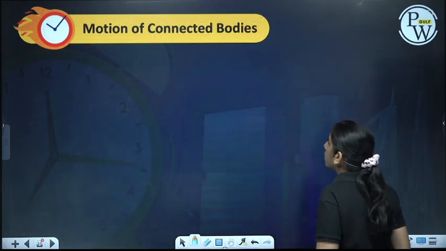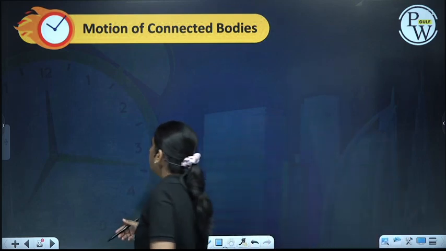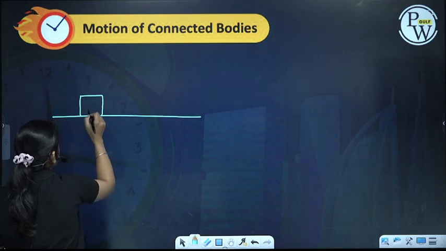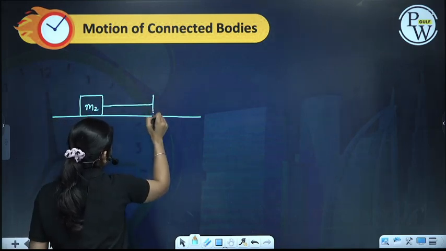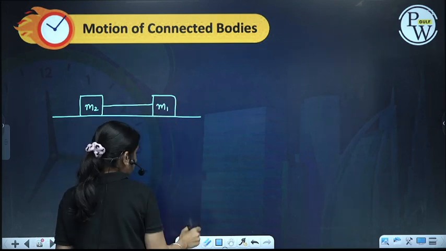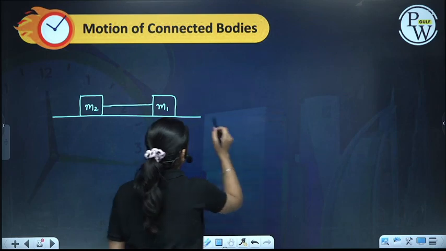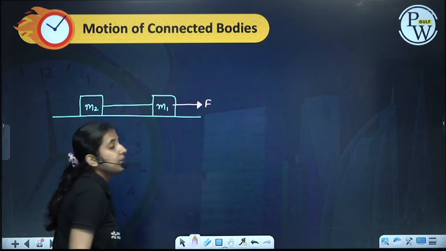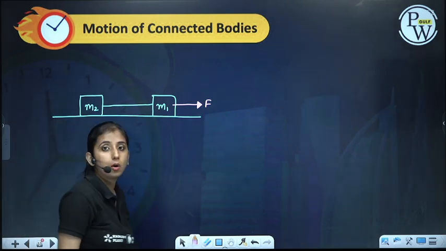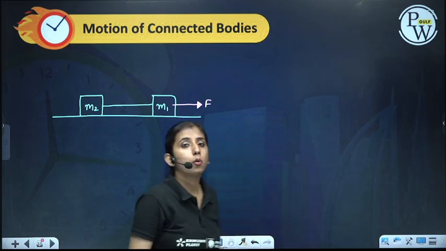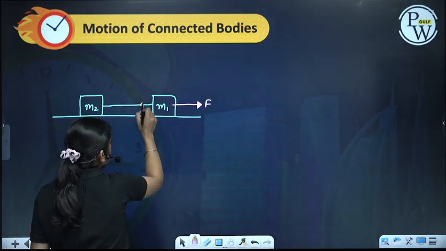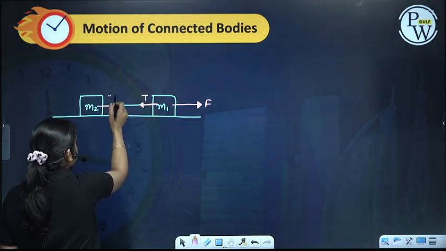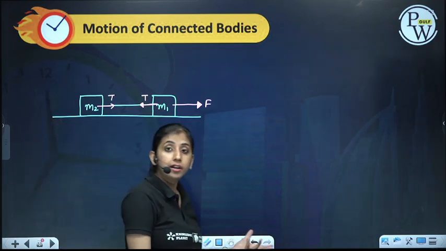Now let us see motion of connected bodies. If we have two bodies of masses m1 and m2 connected by a string, and a force F is applied on this block, what will happen? As we apply the force, a tension will develop in the string, which will act backwards on m1, and the same tension will act forward on m2.